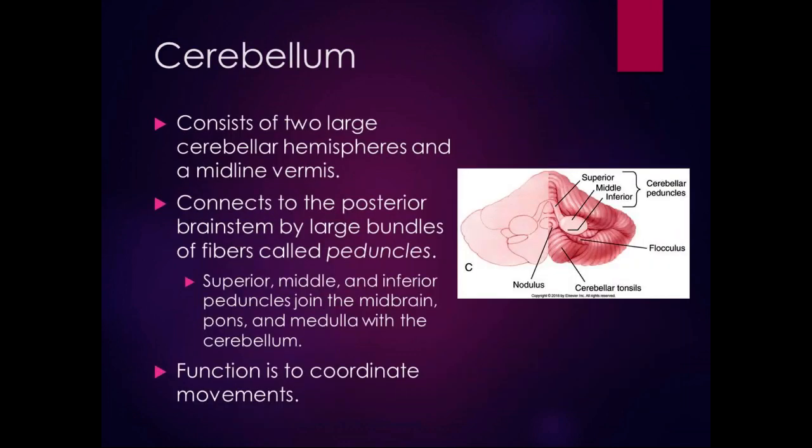The cerebellum consists of 2 large cerebellar hemispheres and a midline vermis. It connects to the posterior brainstem by large bundles of fibers called peduncles. There's the superior, middle, and inferior peduncles that join the midbrain, pons, and medulla with the cerebellum. And the cerebellum's function is to coordinate movements. It does this on an unconscious or subconscious level.